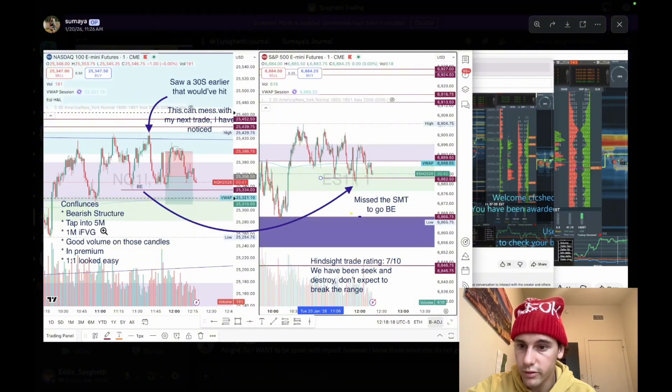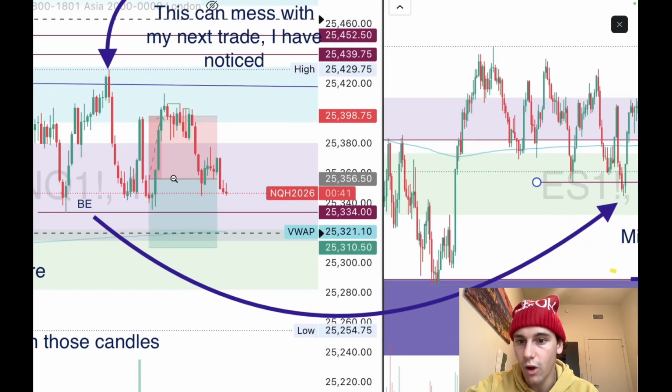Confluence is bearish structure, tapping in 5 minute, 1 minute versus value gap. Good volume on those candles and premium. Okay, so this doesn't look bad. This doesn't look like a bad setup if I only focus on this, if I only focus on your actual entry. Not a bad setup, right?